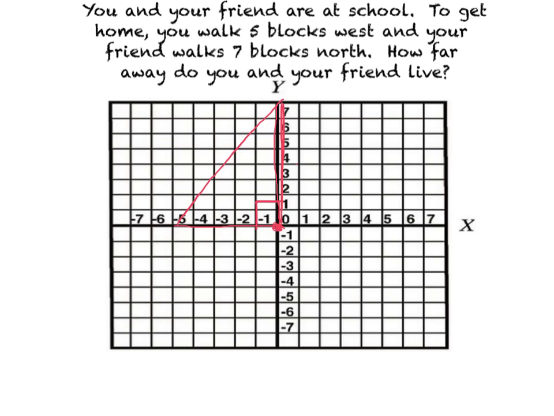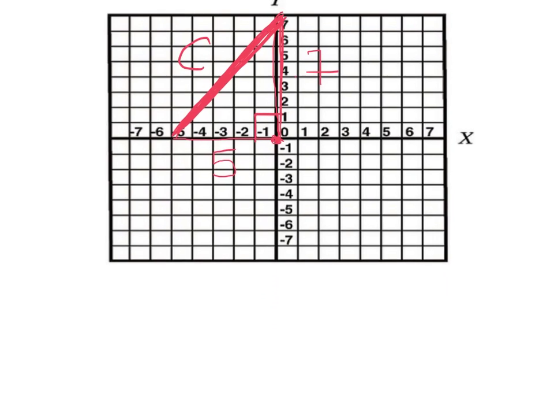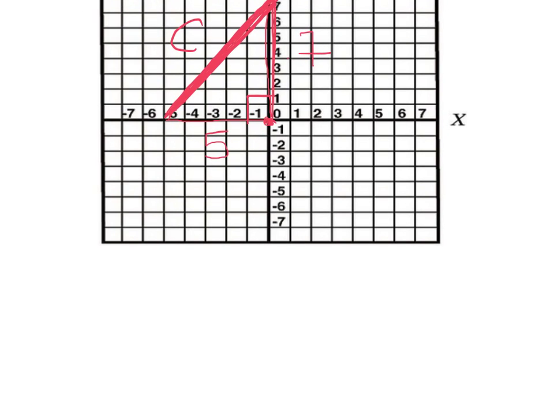Now because I started at the origin and I know that I went 5 blocks west, I can put a 5 here. And I know that I went 7 blocks north, I can go ahead and put 7 there. I'm trying to calculate this distance right here, the direct distance that my friend and I live from each other. So I can see that that is the side opposite the right angle, so that is side C.